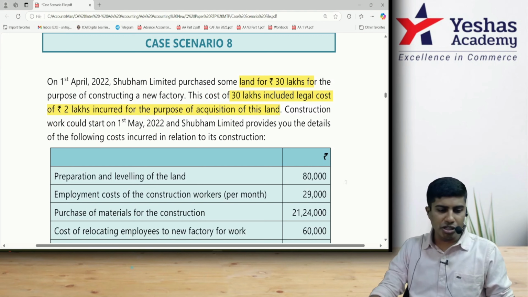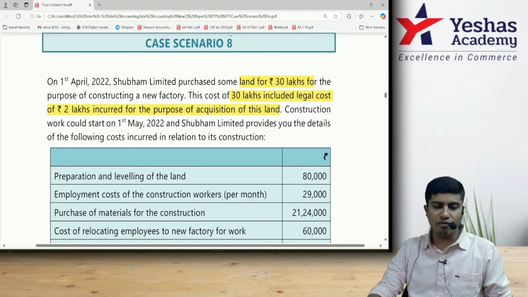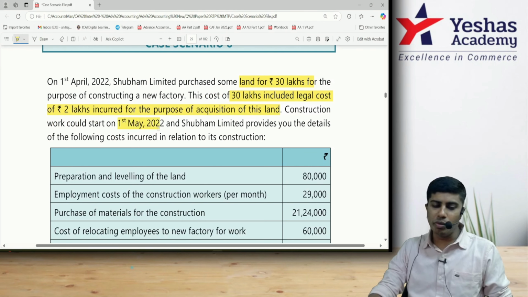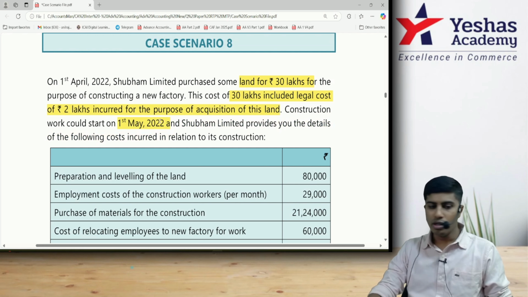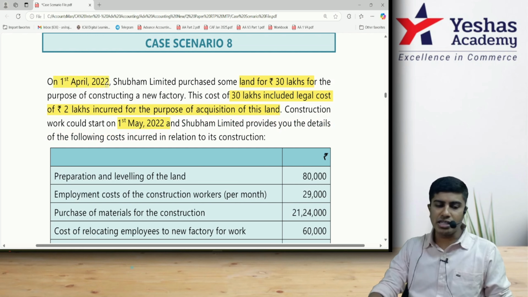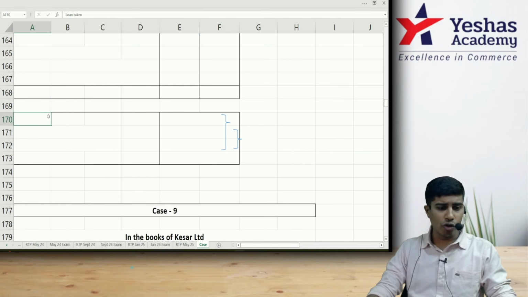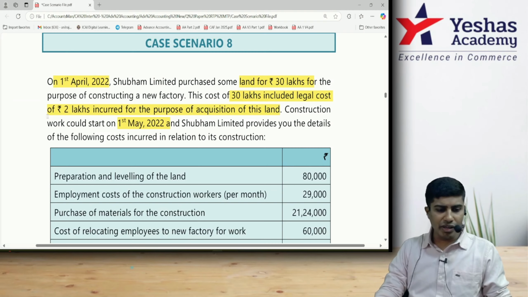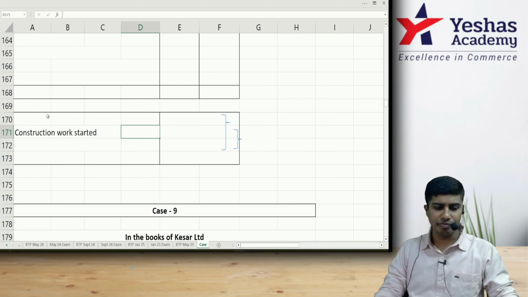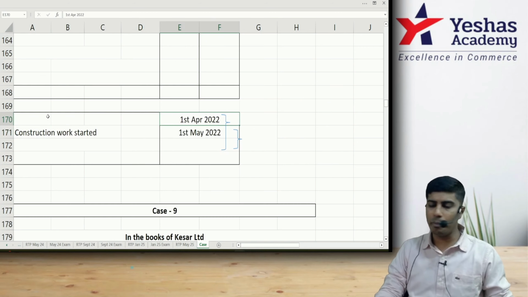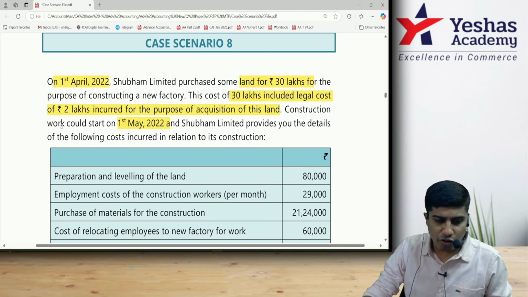The next piece of information is construction started on 1st of May. This looks to be the information that would be a little crucial. Remember, we purchased the land in April. We've started construction in May. This might be required later, so I would make a note of this. When did we start the construction? May. And 1st of April is when we actually bought the land.